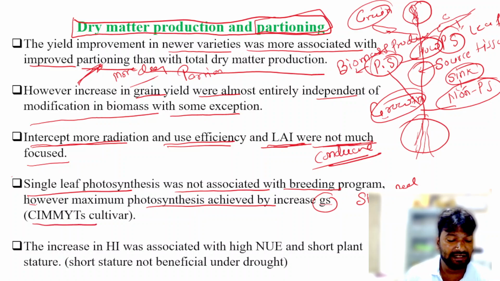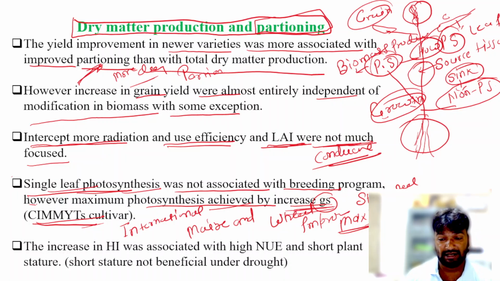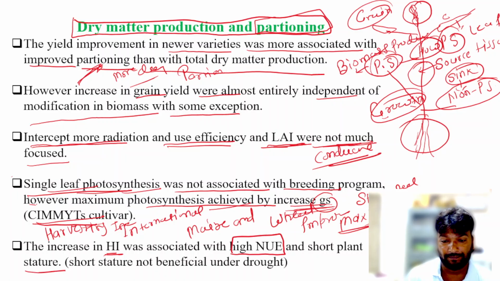So there are some varieties developed by the International Maize and Wheat Improvement Center, that is situated in Mexico. Okay. So the CIMMYT cultivars have high single leaf photosynthesis achieved by increasing the stomatal conductance. So the increase in harvest index, HI is the harvest index, is associated with high nitrogen use efficiency and short plant stature. So in the modern varieties, the harvest index increased by the high nitrogen dose or nitrogen use efficiency or the dwarf variety.